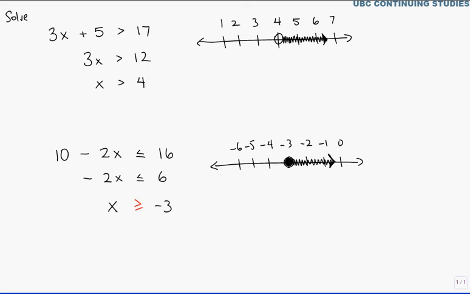And let's test one of these values that's part of that solution. For instance, let's test 0. 0 is greater than negative 3. So what this diagram says is 0 should make the original inequality a true statement. Well, 10 minus 2 times 0 is just 10, and that is indeed less than or equal to 16. So that is part of the solution. So it's worthwhile testing not only the boundary value, but picking one number that's supposed to be part of the solution that's not the boundary value and seeing if it really makes it a true statement or not.